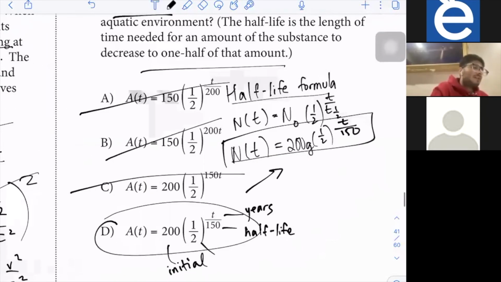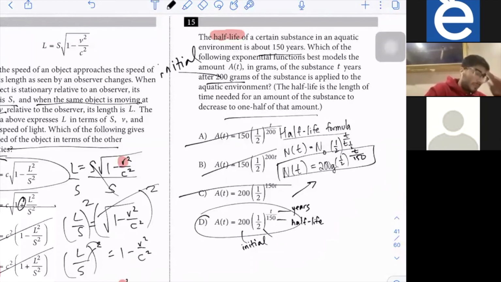So you have to account for everything they give. And so that matches with the half-life formula. And so that's why D is our answer.